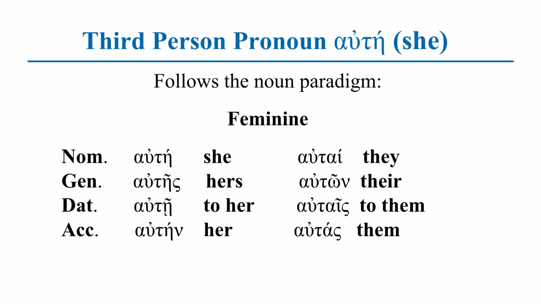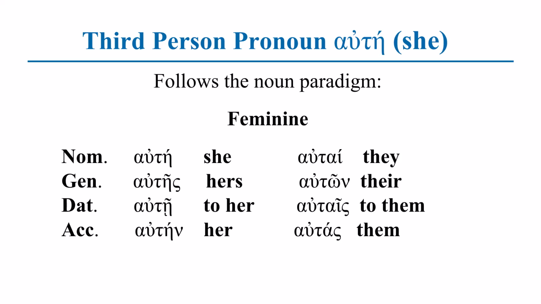In the nominative singular, you have autē, meaning she. In the genitive, you have autēs, meaning her. In the dative, you have autē, meaning to her. In the accusative, you have autēn, meaning her. In the nominative plural, you have autai, meaning they. In the genitive plural, you have autōn, meaning their. In the dative plural, you have autais, meaning to them. In the accusative plural, you have autas, meaning them.